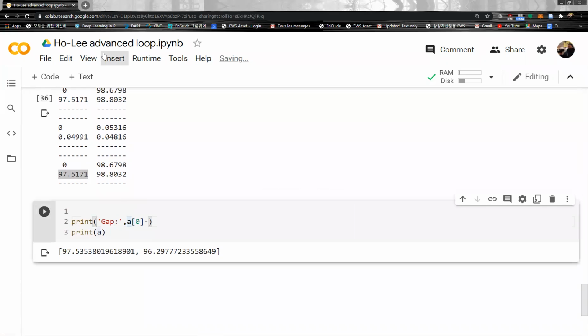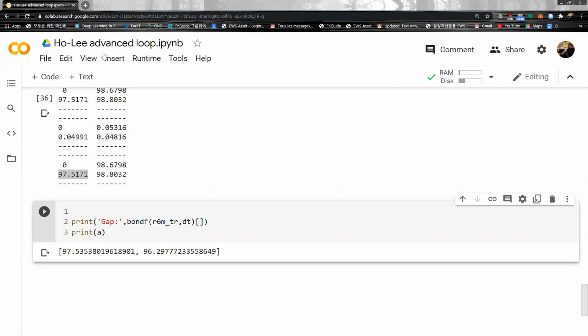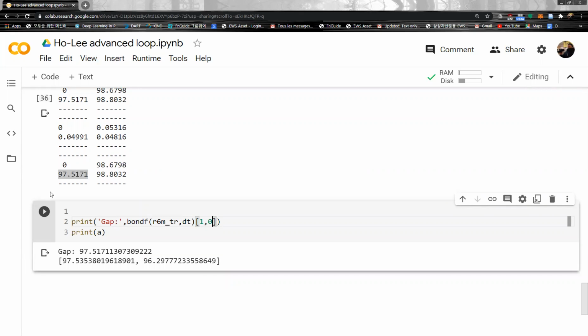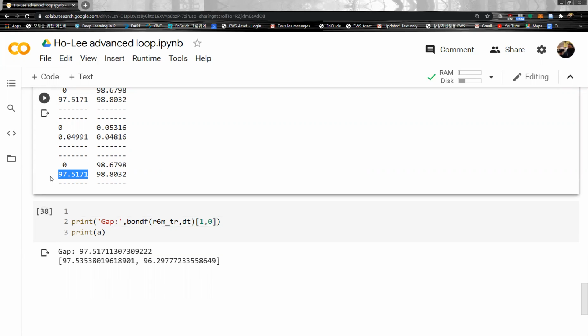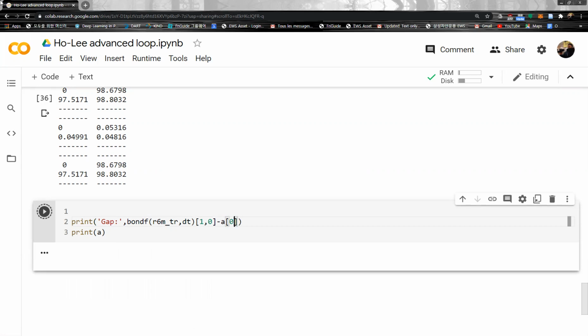So this one first, the element of the 1, 0, right? So this is the 0, 1, and 0. So this is this value. So gap is this one minus A0. So this is gap. And then usually we want to square it.